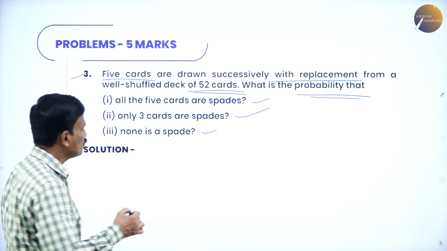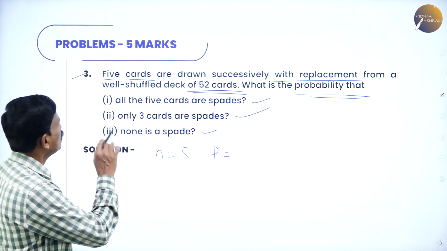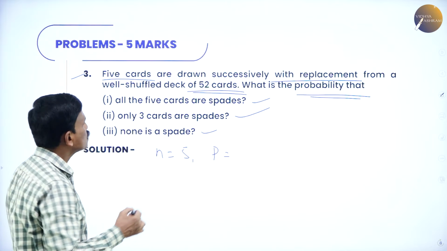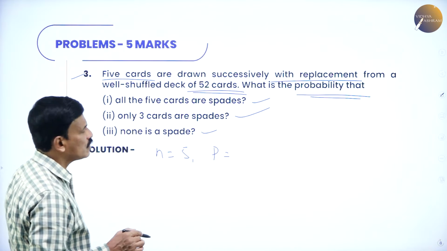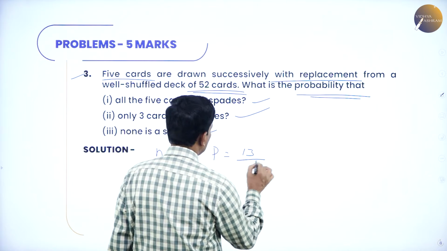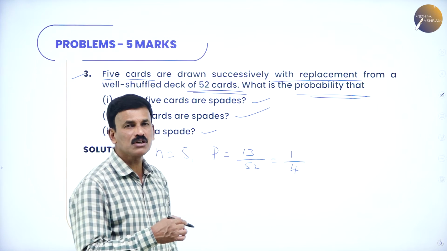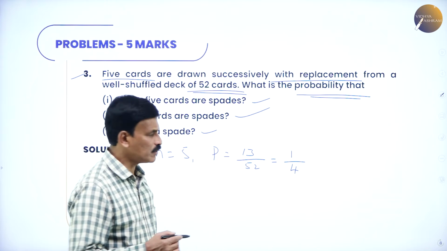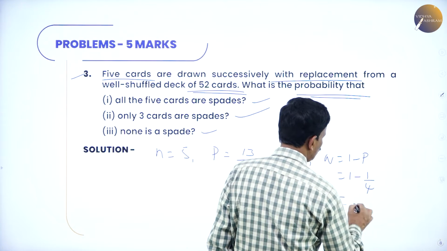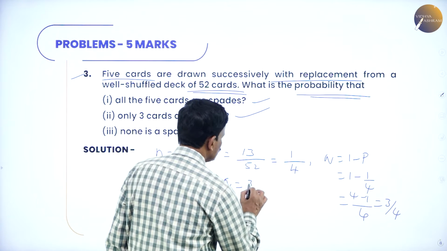How many cards we are drawing? 5. So n is equal to 5. Now the probability. 5 cards are drawn successively with replacement from a well shuffled deck of 52 cards. What is the probability that all the 5 cards are spades? Here, probability of getting a spade is nothing but 13 divided by 52. So P is equal to 13 divided by 52, that is equal to 1 by 4. What is Q then? Q is equal to 1 minus P, that is 1 minus 1 by 4, 4 minus 1, that is equal to 3 by 4. So Q is equal to 3 by 4.